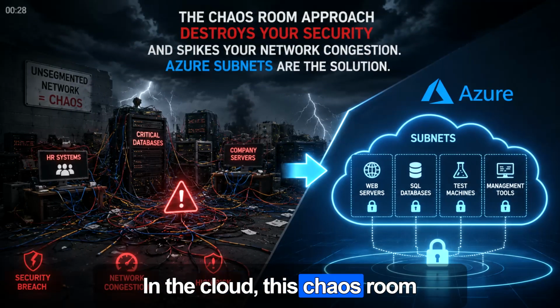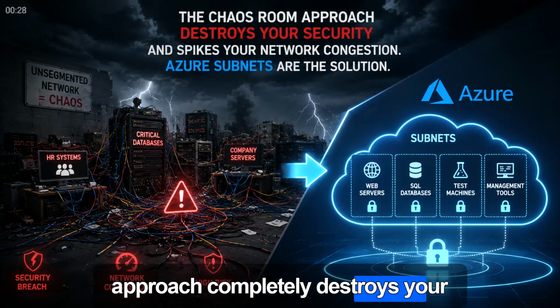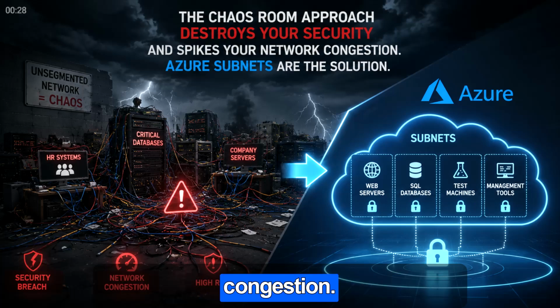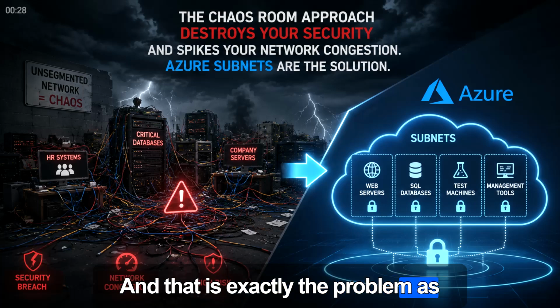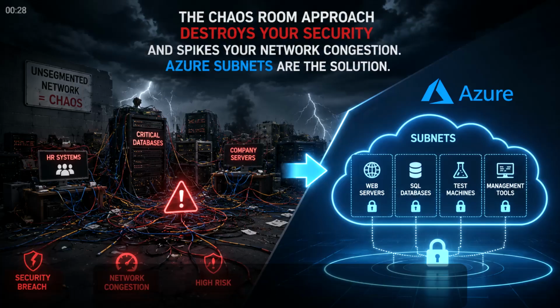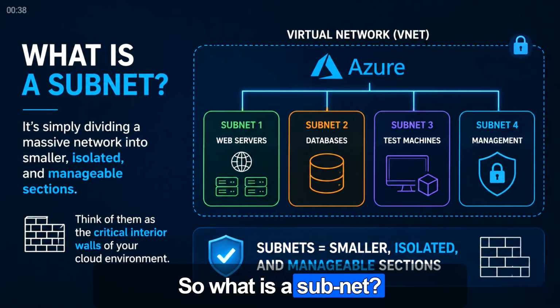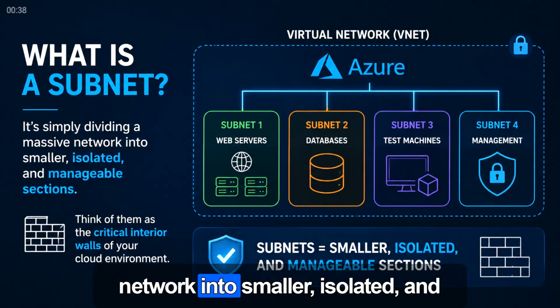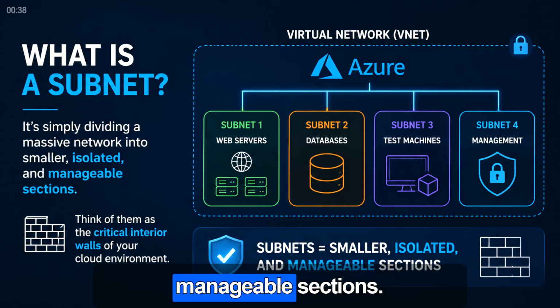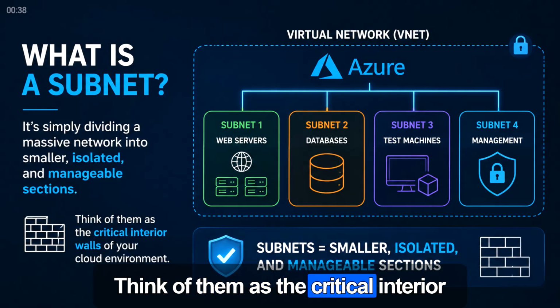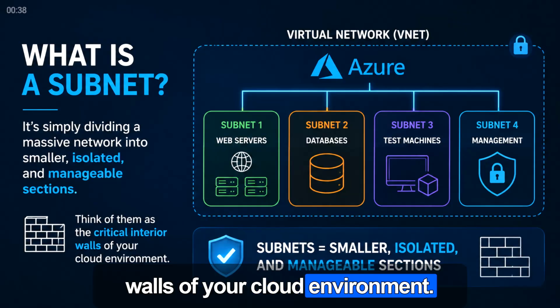In the cloud, this chaos room approach completely destroys your security and spikes your network congestion, and that is exactly the problem Azure Subnets are designed to solve. So what is a subnet? It's simply dividing a massive network into smaller, isolated, and manageable sections. Think of them as the critical interior walls of your cloud environment.